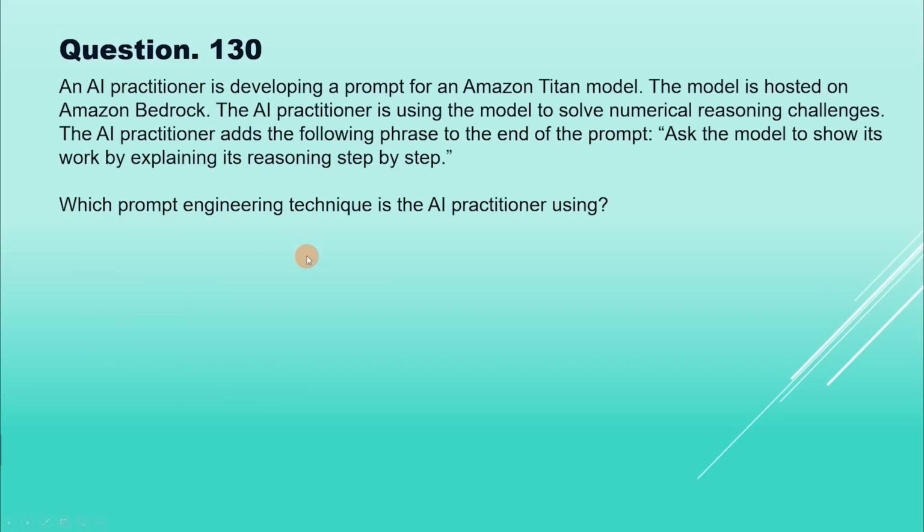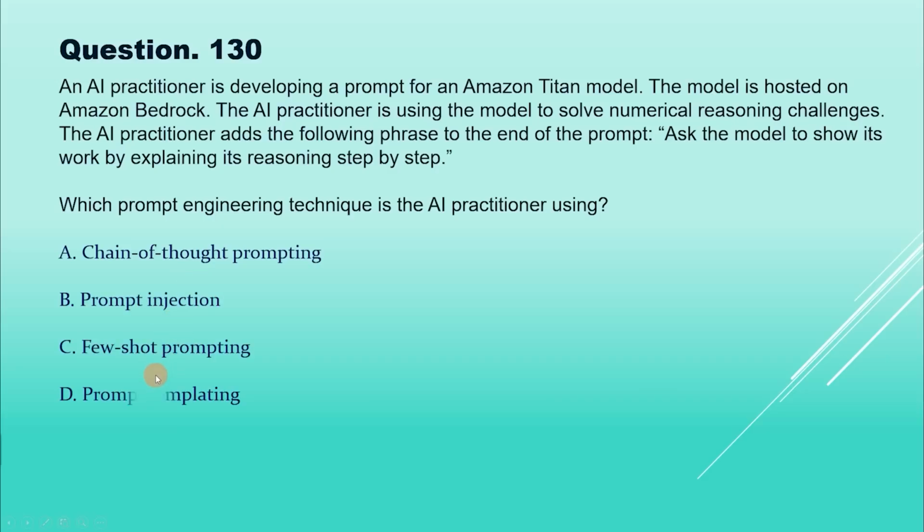Now question number 130. An AI practitioner is developing a prompt for an Amazon Titan model. The model is hosted on Amazon Bedrock. The AI practitioner is using the model to solve numerical reasoning challenges. The AI practitioner adds the following phrase at the end of the prompt: ask the model to show its work by explaining its reasoning step by step. Which prompt engineering technique is the AI practitioner using? Here are the options: option A, chain of thought prompting, option B, prompt injection, option C, few-shot prompting, option D, prompt templating. So try to guess the correct answer here.